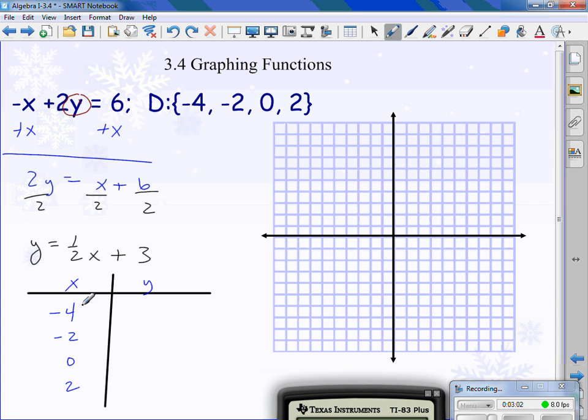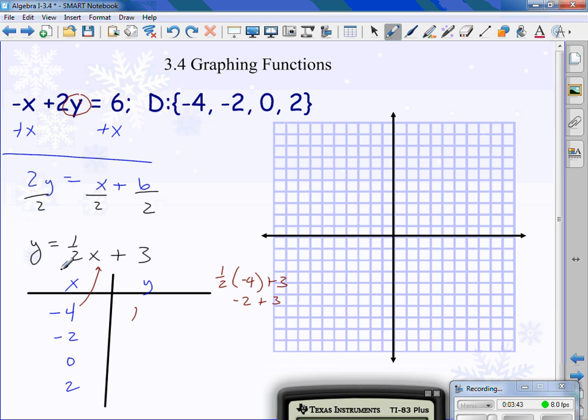So I'm going to take this negative 4 and put it into this function. What I'm really doing, I'll use this little scratch area: 1/2 times negative 4 plus 3. What's half of negative 4? Negative 2. What's negative 2 plus 3? 1. Signs are different, so you have to subtract, take the sign of the bigger number. So when x is negative 4, y is 1.